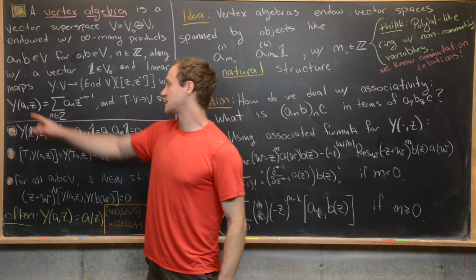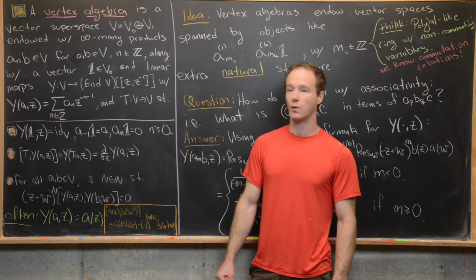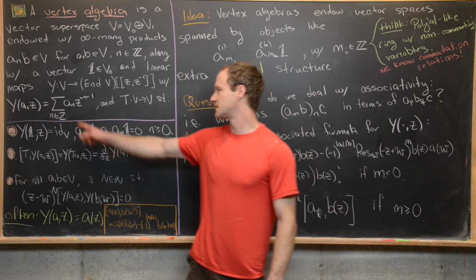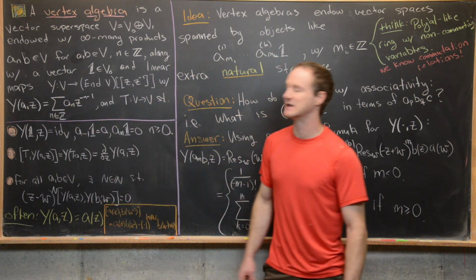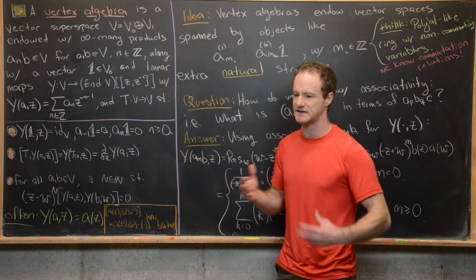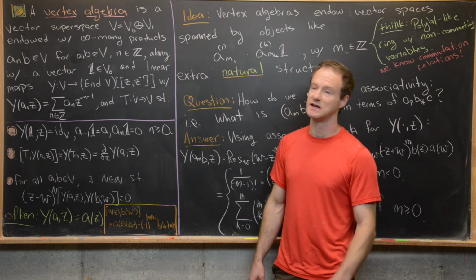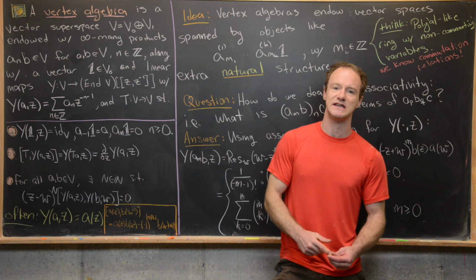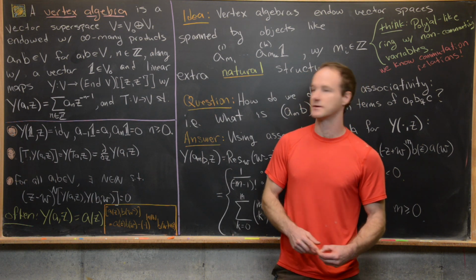We write this vertex operator down like this: Y(a, z) is the sum over all integers n of a sub n times z to the minus n minus 1. This vertex operator is a very important tool for understanding all of the products, as we've seen in past videos. And then we've also got this other linear map called T, which is the translation operator.